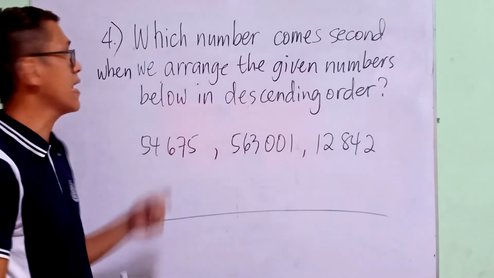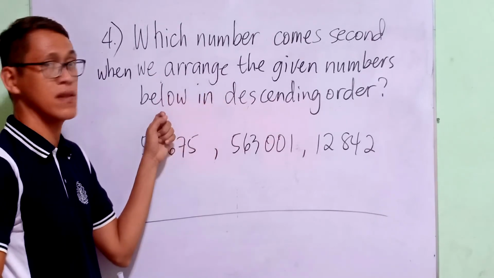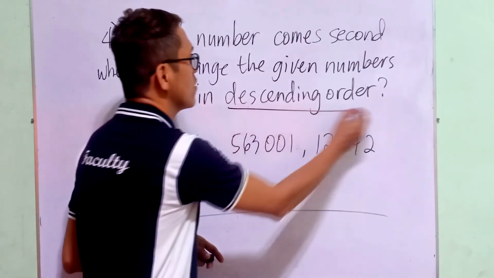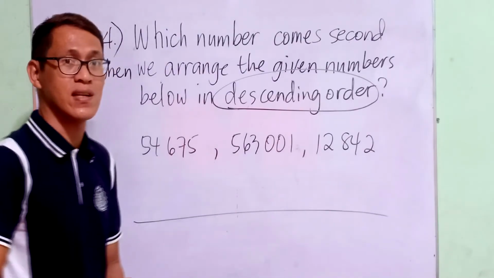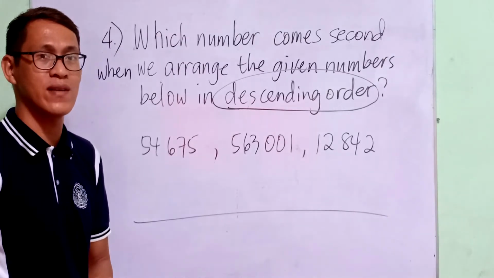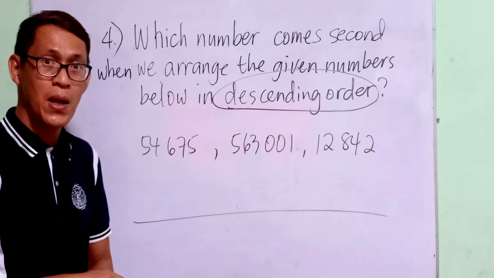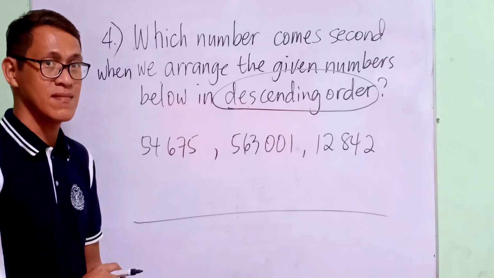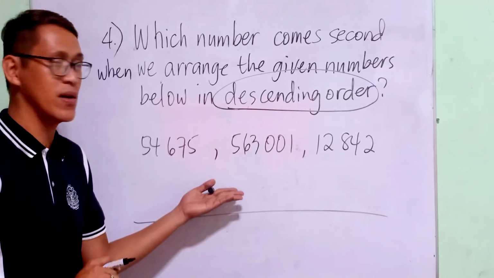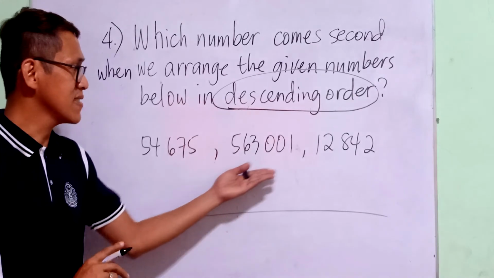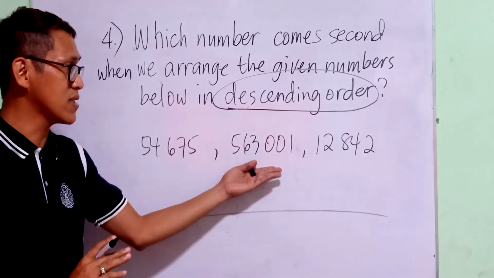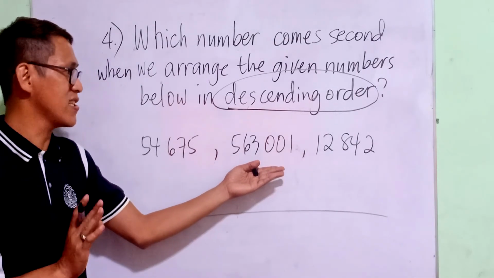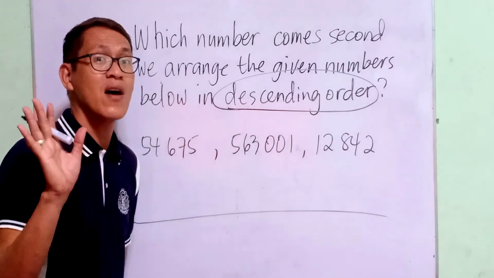Which number comes second when we arrange the given numbers below in descending order? So first you have to know, again, what descending order is, or how we arrange numbers in descending order. Yes, you start with the biggest. So you have to look for the biggest in these 3 numbers. Can you tell me what's the biggest number here? Yes, it's 563,001. Why do you think so? Because it has 6 digits, while the others have only 5 digits.